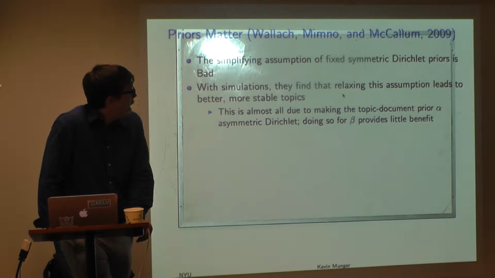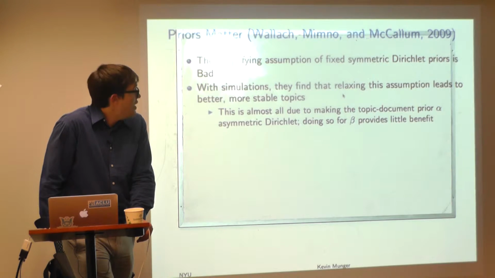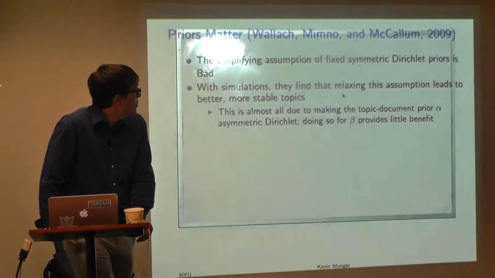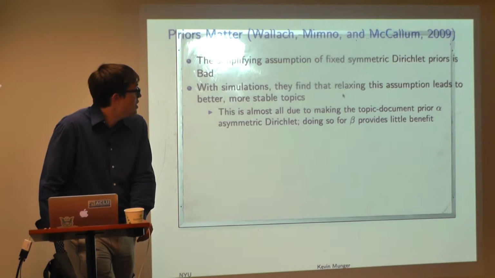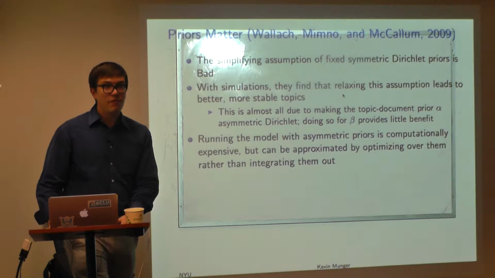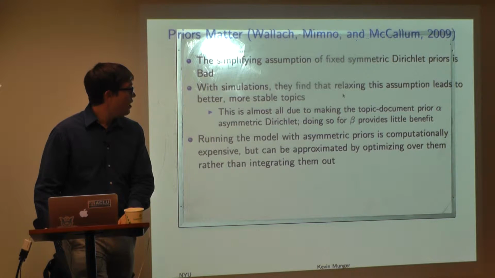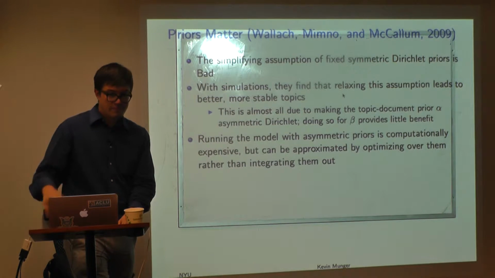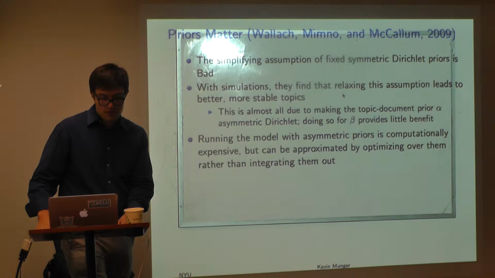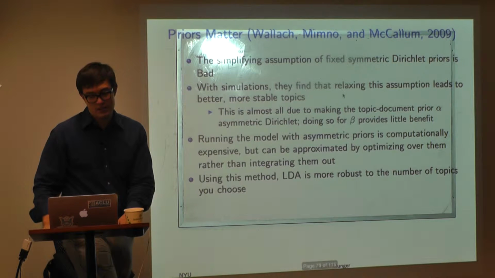They check what happens if you make both of the priors asymmetric and optimize both of them. It turns out that only optimizing the alpha parameter gives a significant improvement; optimizing the beta parameter doesn't do much to benefit and is computationally intensive. Also, running the full model with asymmetric priors is very expensive. If you integrate out and find the ideal solution, it's very, very computationally intensive. But merely optimizing the hyperparameters at the beginning has a similar efficiency gain and is not quite so hard.